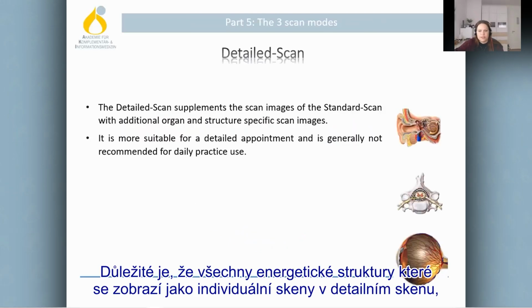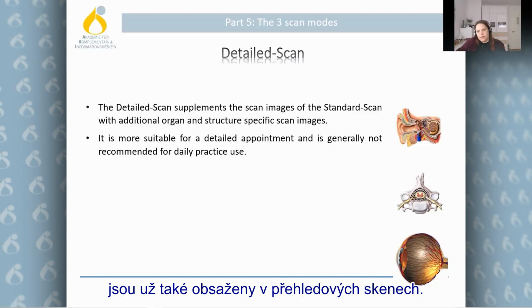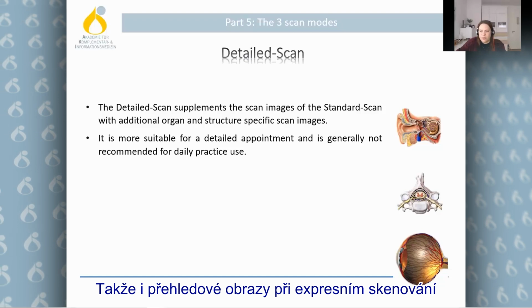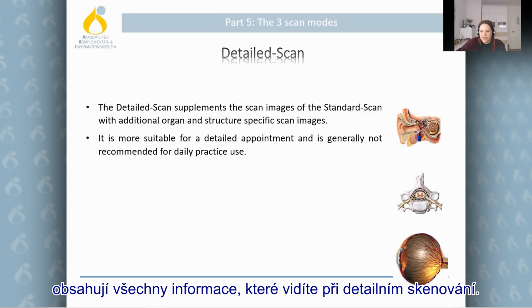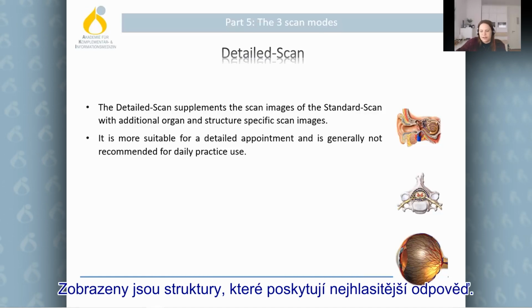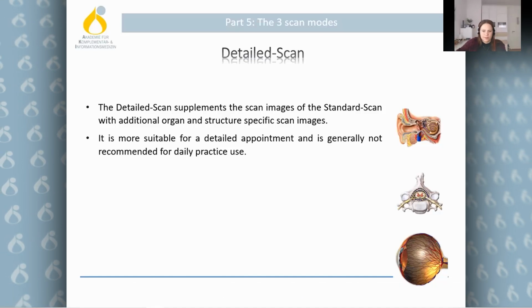What's still important is that all energetic structures that are called up as individual scan images in the detailed scan are also already included in the overview scan image. So even the overview pictures and the express scans have all the information you can see in the detailed scan, but it's just listed in a more prioritized way, so you don't get all the information listed. There we have really the loudest answers listed.